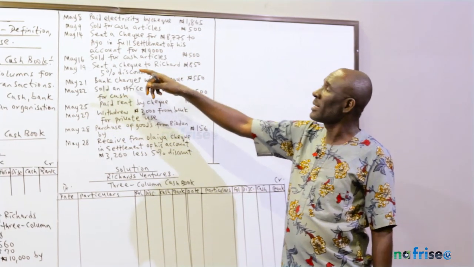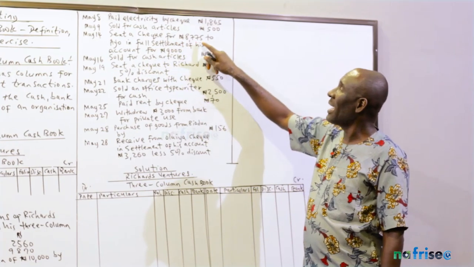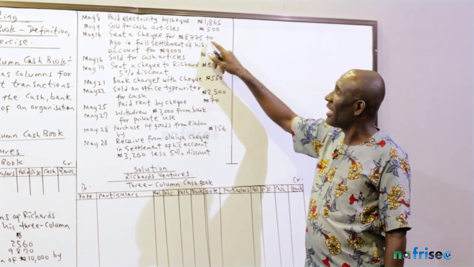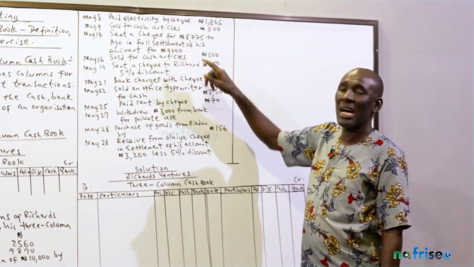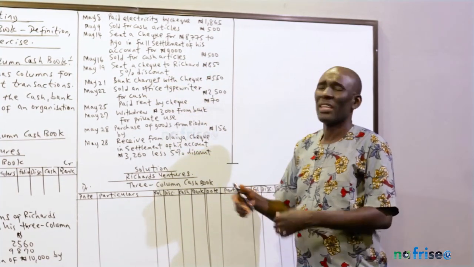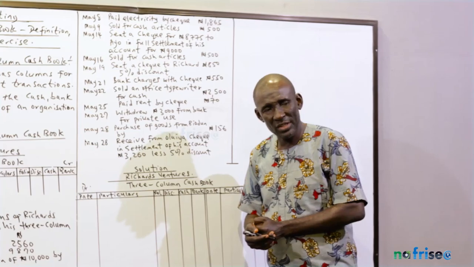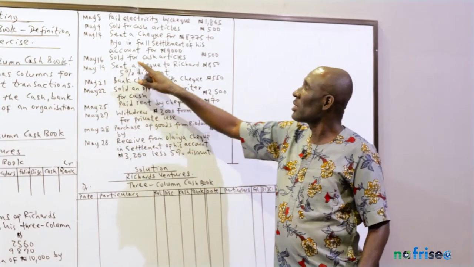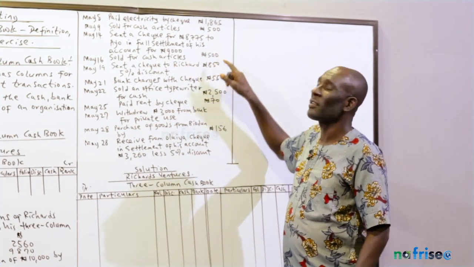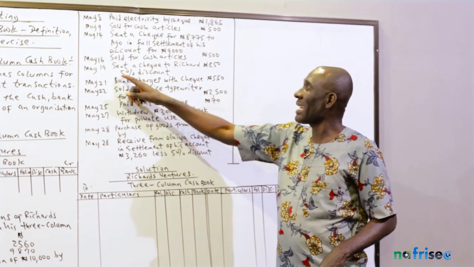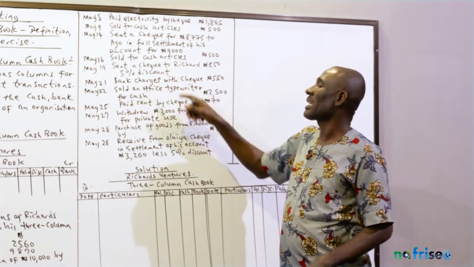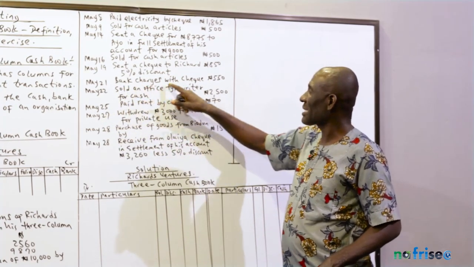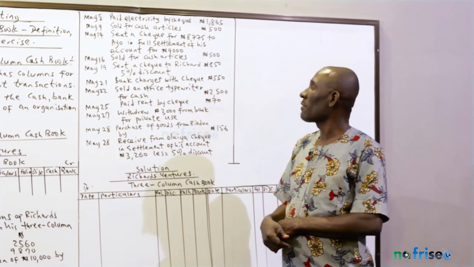On May 14, sent a check for 8,775 naira to Ayo in full settlement of his account for 9,000. We shall see the implication of this transaction and how it is treated. May 16, sold for cash articles 500 naira. It will be posted. May 19, sent a check to Richard 850, 5% discount. May 21, bank charges with check 550 naira.